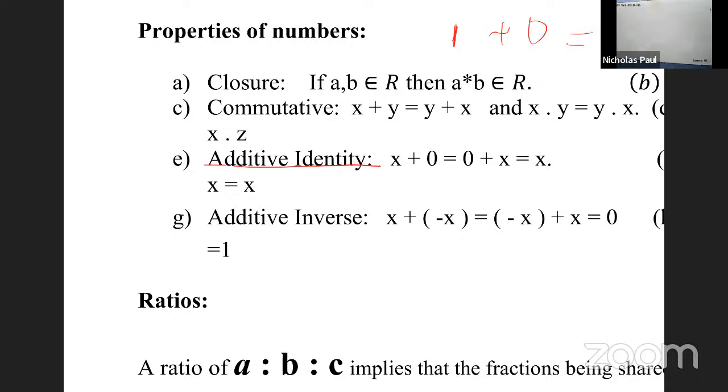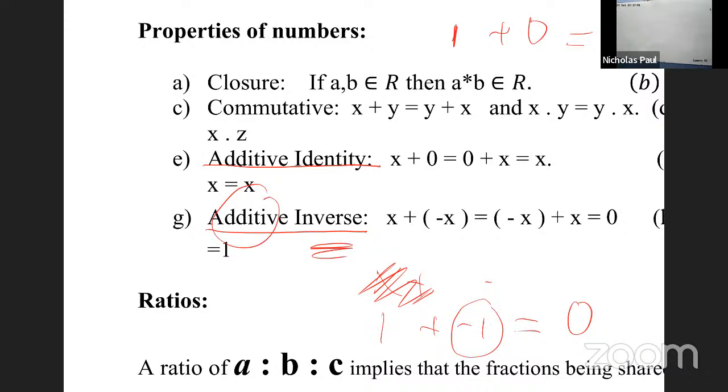Let's say you have to get the additive inverse. So 1 plus what will give you 0? Minus 1. Minus 1 is called the additive inverse. There was one year, about 3 years ago, when they asked this.